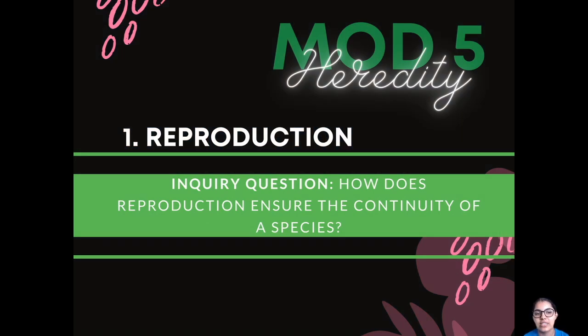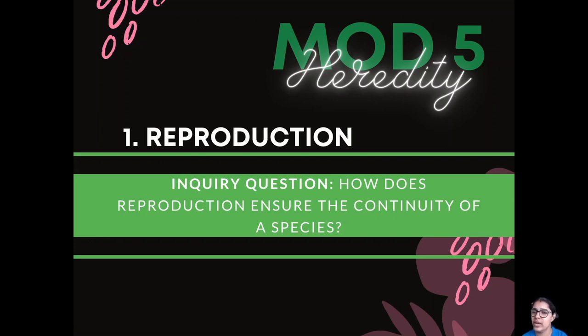Firstly, the first dot point is reproduction, and our inquiry question is, how does reproduction ensure the continuity of species? This is basically what everything comes down to, the continuity of species. It's a really important concept, and I just want to make sure that I highlight that.